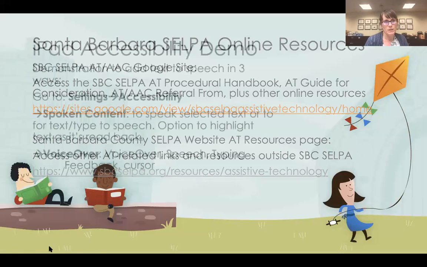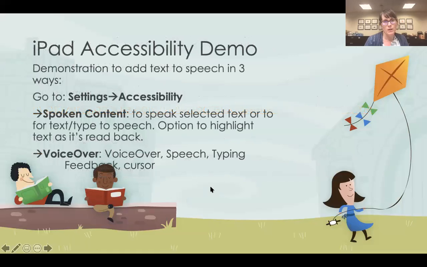Okay, so those are the websites. I wanted to do an iPad accessibility demo. Some of the easiest things to first try with students that might need a little reading support, think text to speech, speech to text, are really the accessibility features on your iPad. You may or may not have been using these or know about them. So I'm going to show the main ones that I've been looking at and using.